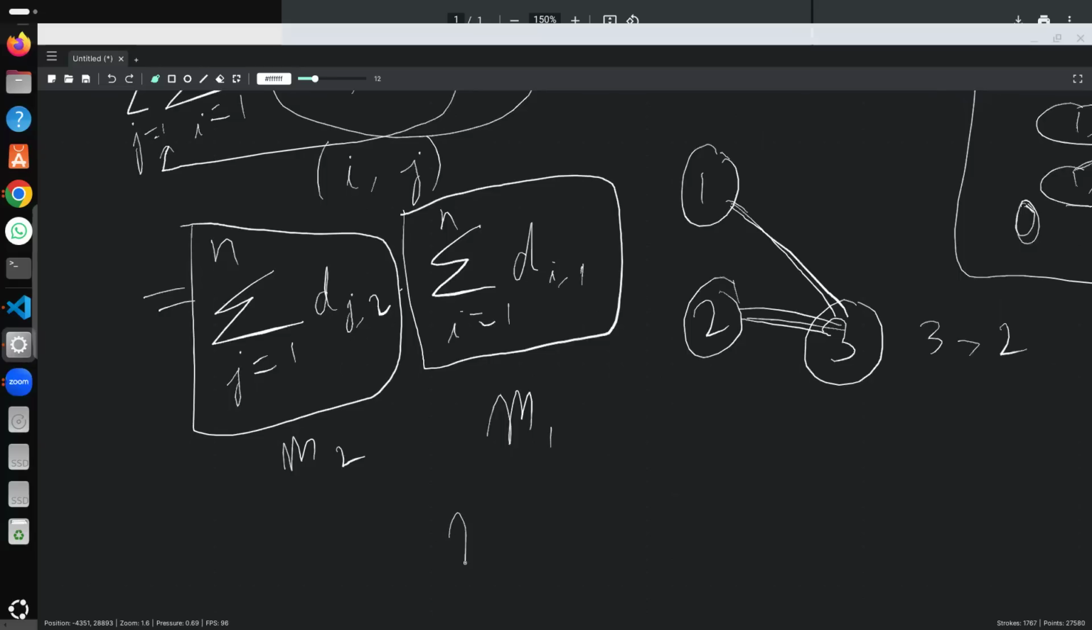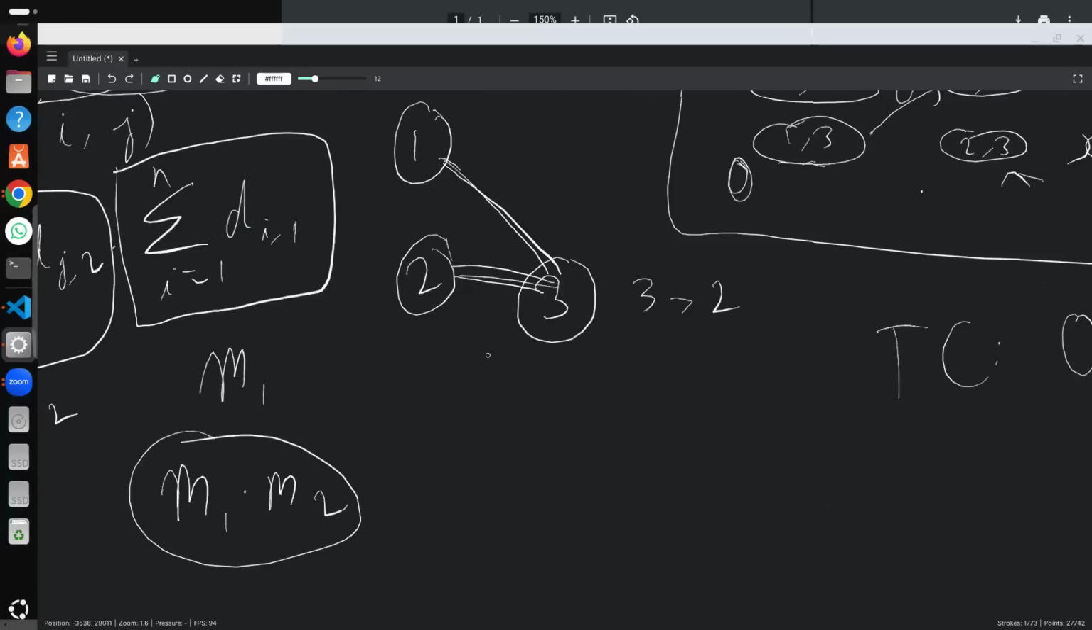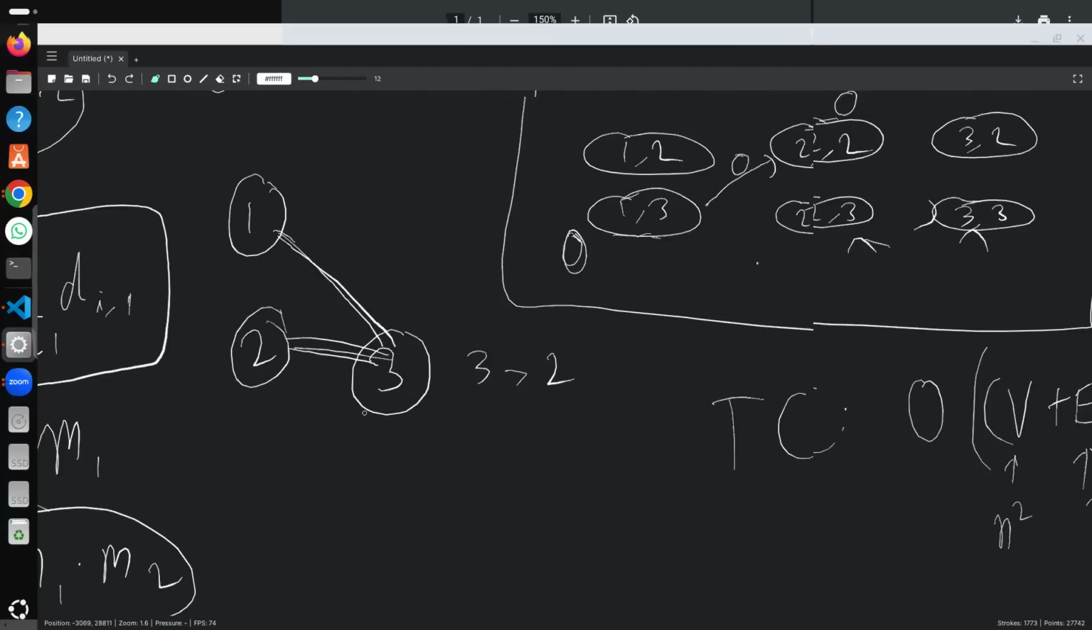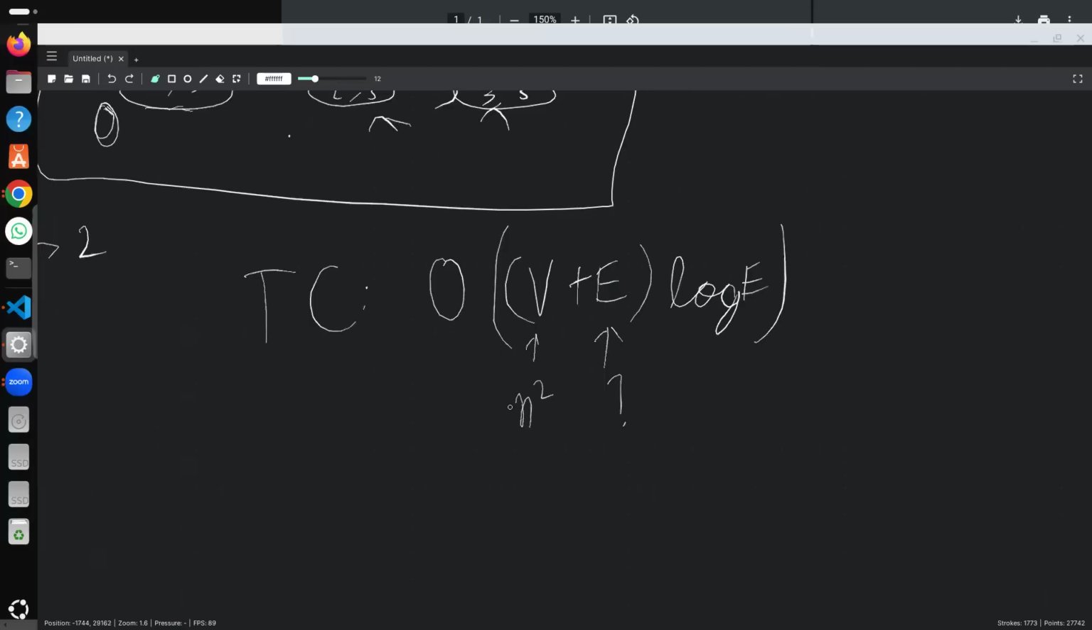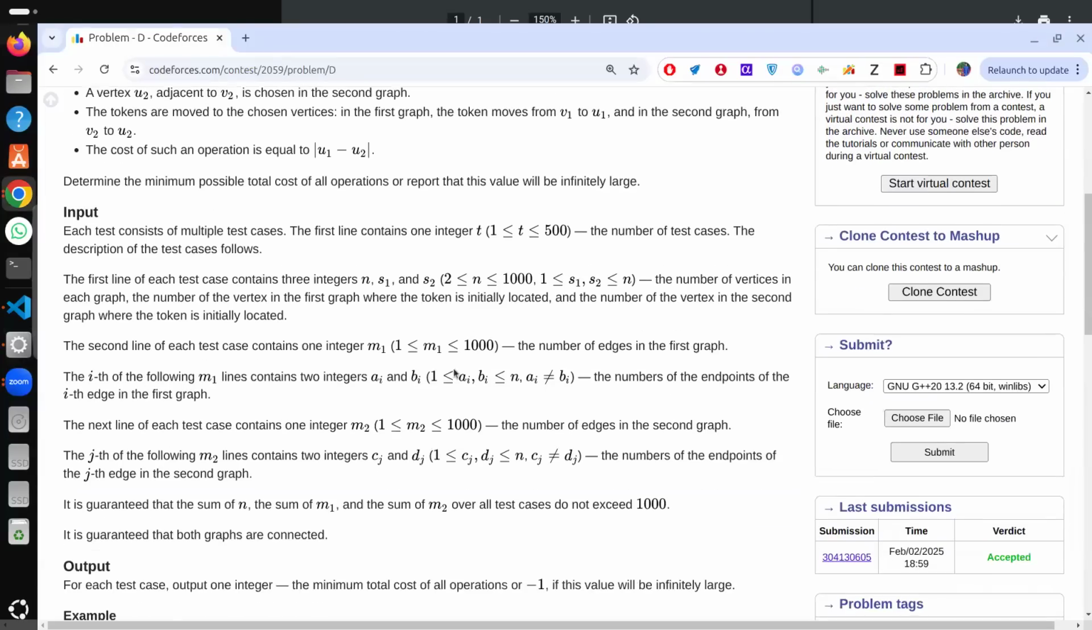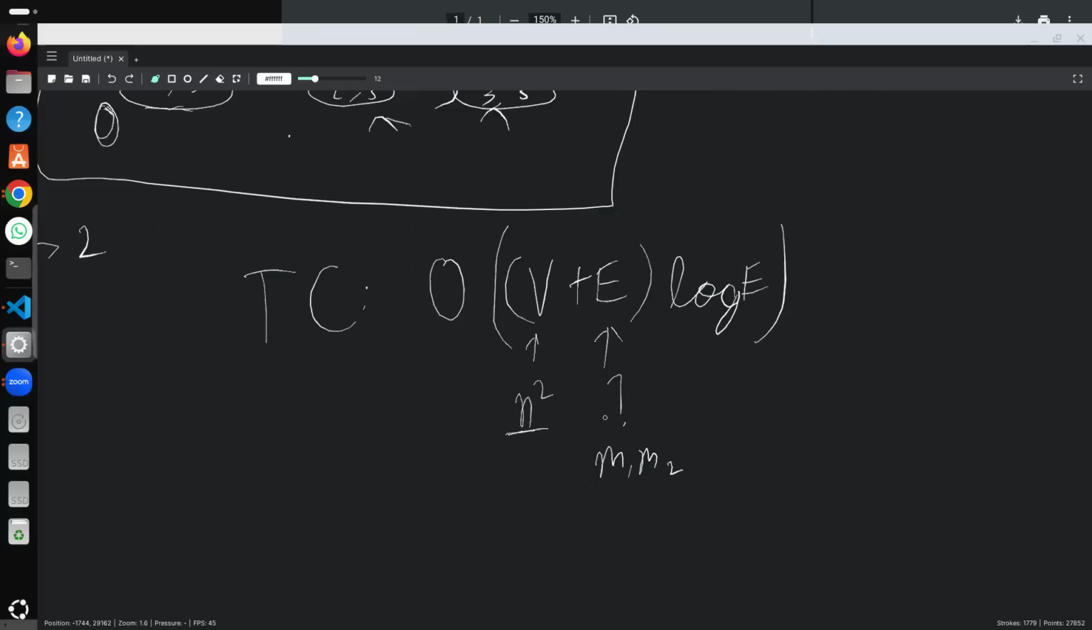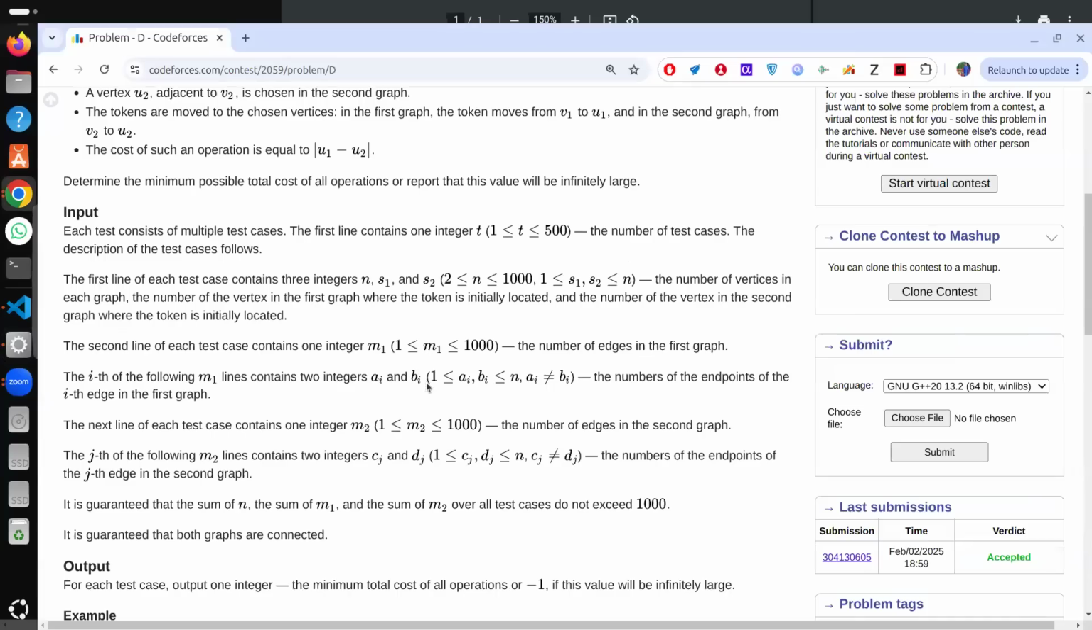So the number of edges in the final graph would be m1 times m2. There are n square vertices and m1 times m2 edges. The limits of m1 and m2 are also very small, like 1000, so m1 times m2 also passes. So you can just apply Dijkstra here.